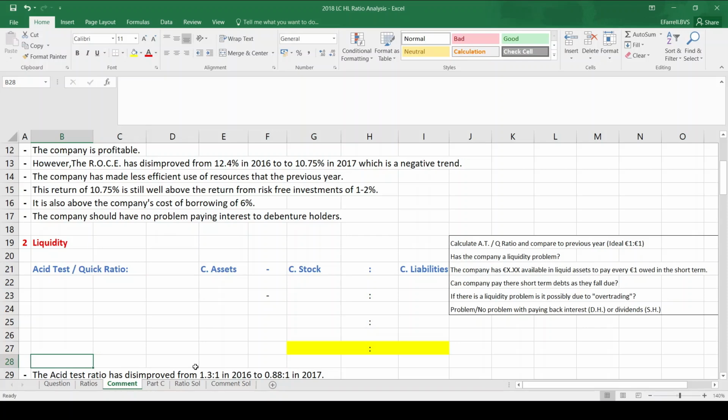So this is simply current assets minus closing stock, and we compare that to current liabilities. Some people would use the current ratio here also. The current ratio is just current assets over current liabilities without taking away the closing stock. But taking away the closing stock is seen as a more accurate measurement of liquidity.